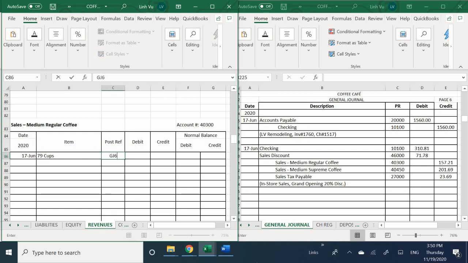Would you reflect anything else on there or just the 79 cups? I'm feeling like since it's already at the medium coffee, we just needed to know how many cups, correct? Correct. Okay. And then the general journal number 6. And that amount is the 157.21. And that is in the credit column. Yes.